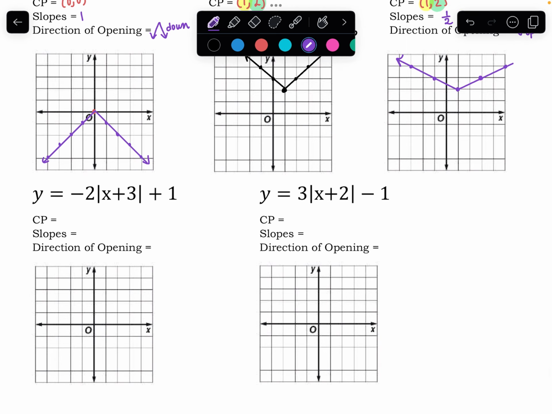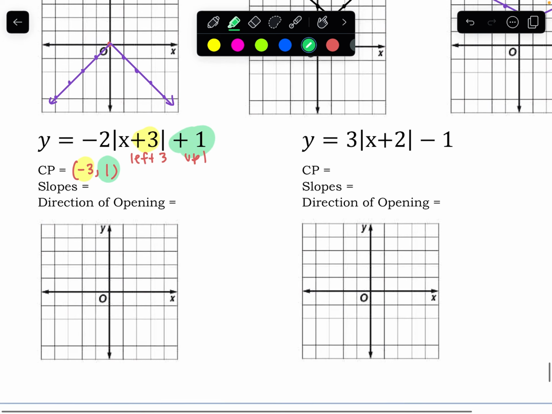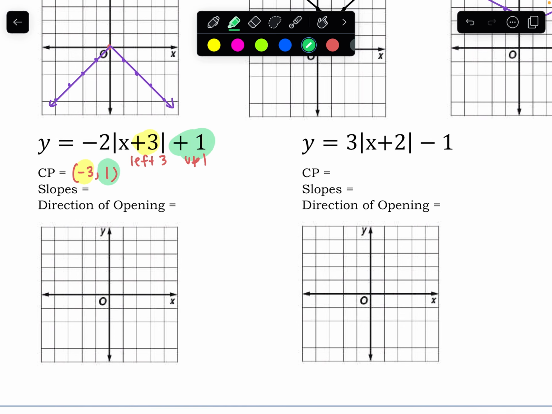Okay, down here, I'm seeing a +3 inside and then a +1 outside. And so this function actually moves left 3, but still up 1. And so our critical point would be -3, +1. You always take the opposite of what's with x to be your x coordinate, and then you take the number outside the bars to be your y coordinate. Don't change the sign of the y value.